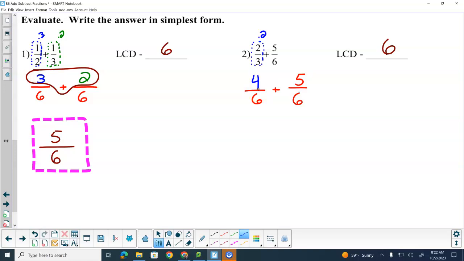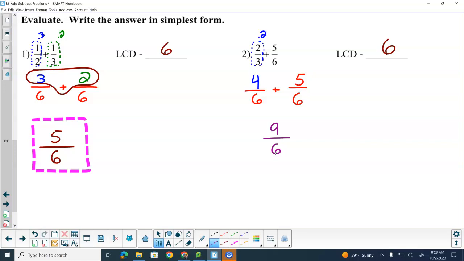Agreed? Okay. Add the tops. What do we got for the tops? 9/6. Do I like 9/6? Why don't I like it anymore? The top is bigger than the bottom, which means we could bring in a mixed number. That's one reason why I don't like 9/6.